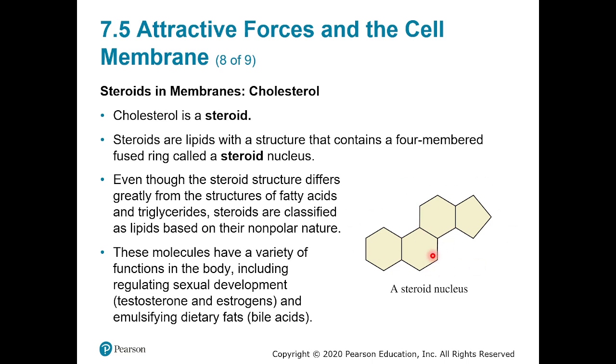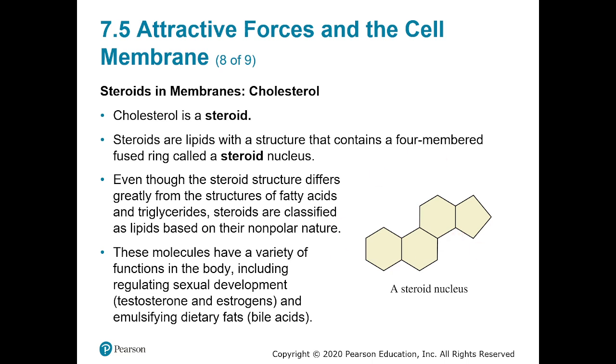Now remember that when you look at these steroids, the different steroids are going to differ greatly from the structure of fatty acids and triglycerides. This looks nothing like a normal fatty acid, does it? It doesn't have a carboxylate head. It doesn't have the triglycerol part. It basically looks nothing like it, right? And so it is actually derived from a fatty acid. But it's wrapped back around in on itself and bonded into this structure.